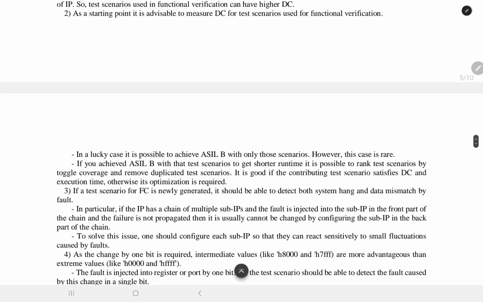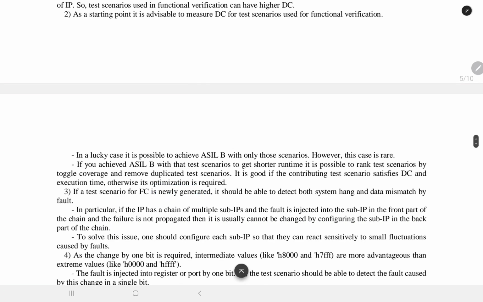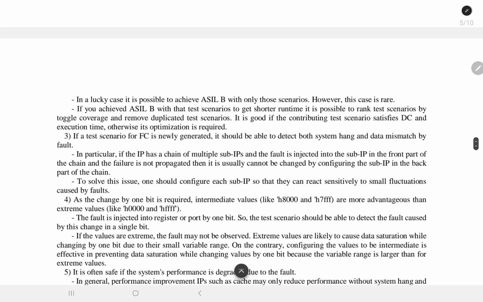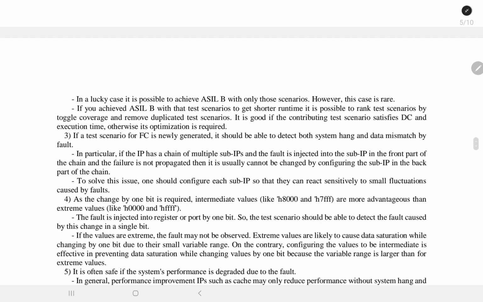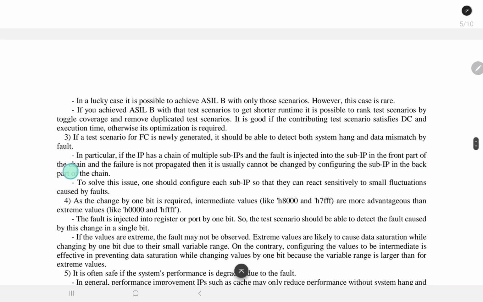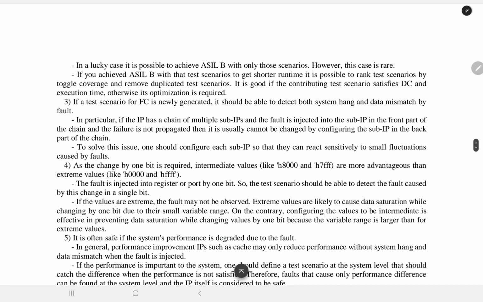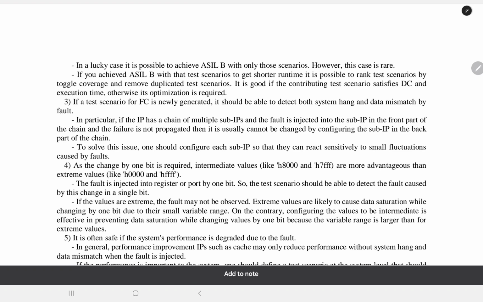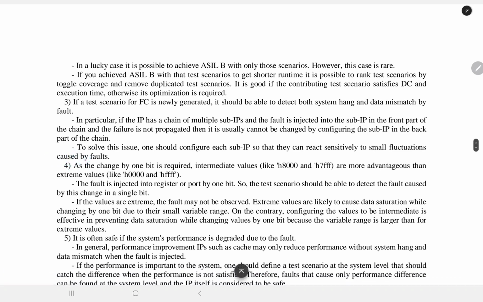3. If the test scenario for the campaign is duly generated, it should be able to detect both the system hang and data mismatch caused by a fault. In particular, if the IP has a chain of multiple sub-IPs and the fault is injected into a sub-IP in the front of the chain, and the fault is not propagated, then the result usually cannot be changed by configuring the sub-IP at the back of the chain. To solve this issue, one should configure each sub-IP so that it can react sensitively to small fluctuation caused by the fault.